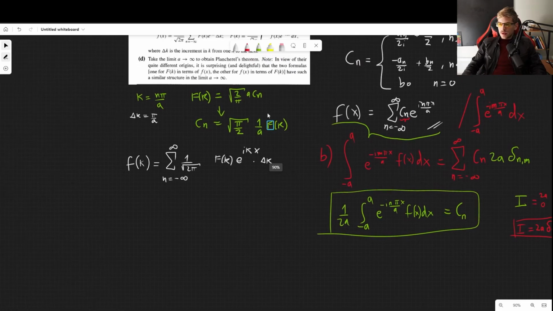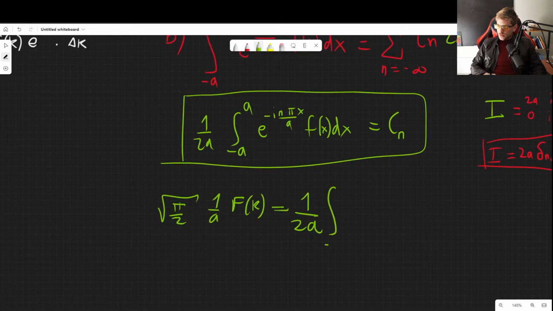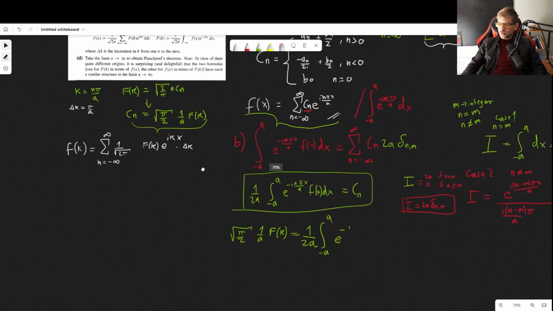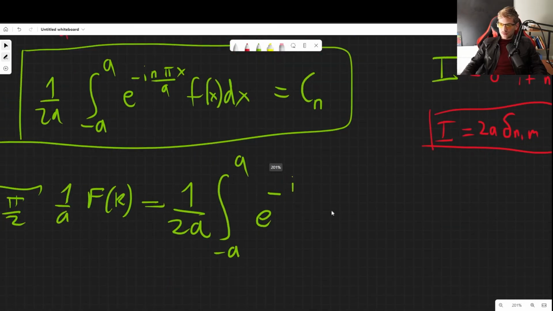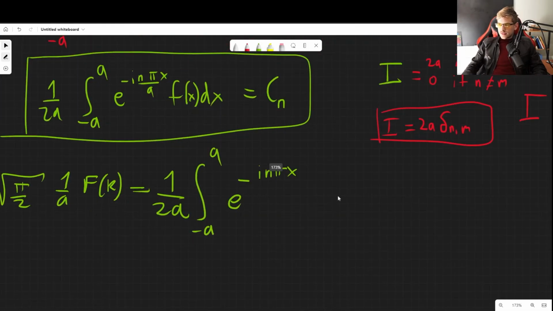Now, Cn, as we saw, is square root of 2 over pi. So actually here, we want to plug that in. So we get square root of pi over 2, 1 over a, f of k. And now this is equal to this entire thing. So 1 over 2a, integral from minus a to a, e to the minus, and again, n pi over a, well, that's simply k. Minus i, well, do we actually, wait, do we want to do that? Let's make sure. Actually, no, we don't want to do that. Why not? Because we are integrating in x. That's why I immediately hesitated. Yeah, we are integrating in x, so we don't actually want to plug it in just yet. So minus i n pi x over a, right? Yes, so over a.